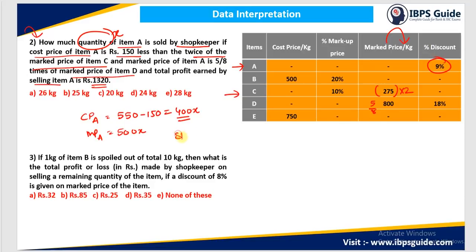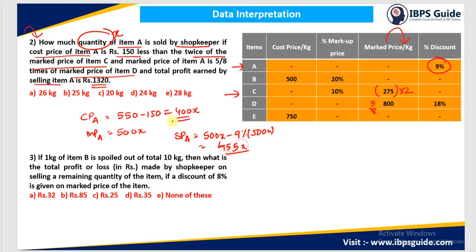So SP will be what? SP of A will be what? 500x minus, since discount is always subtracted, so 9% of 500x. Right. So this will be equal to what? This will be 45. So if I subtract 45, I will get 455x.